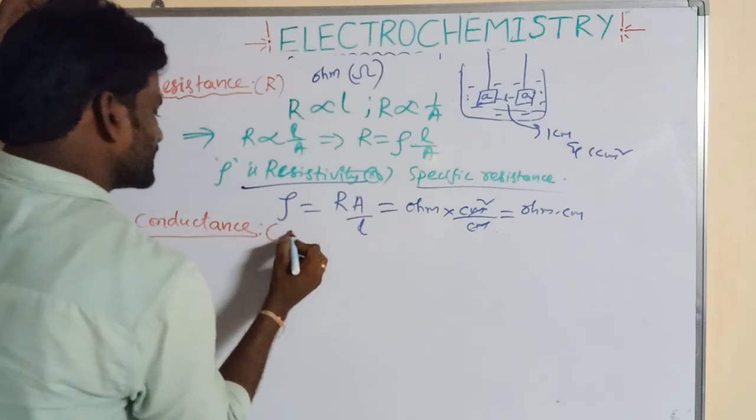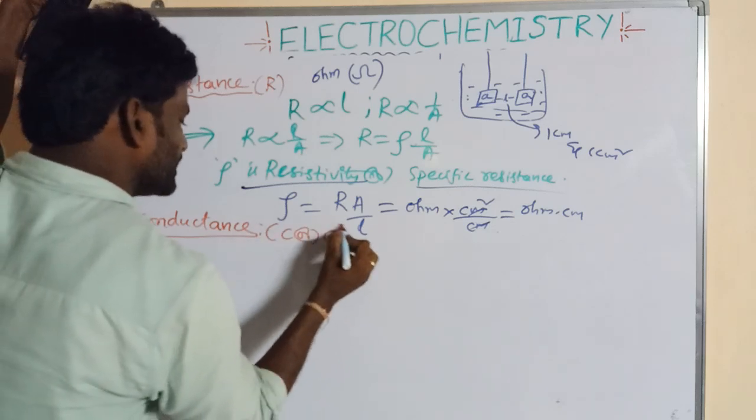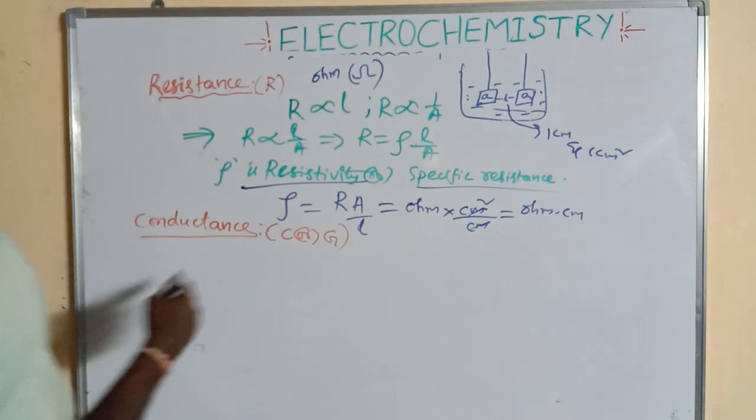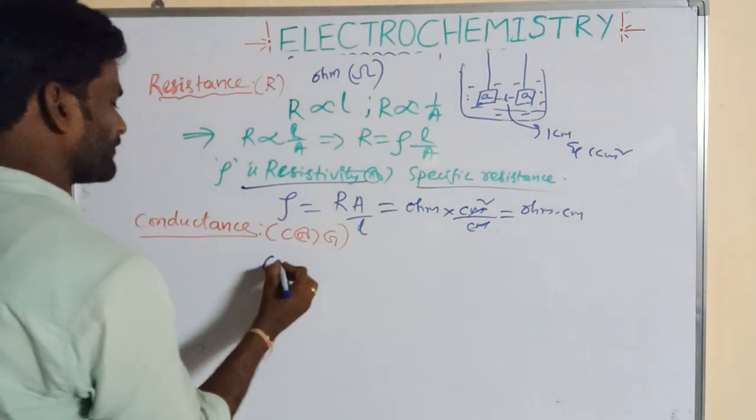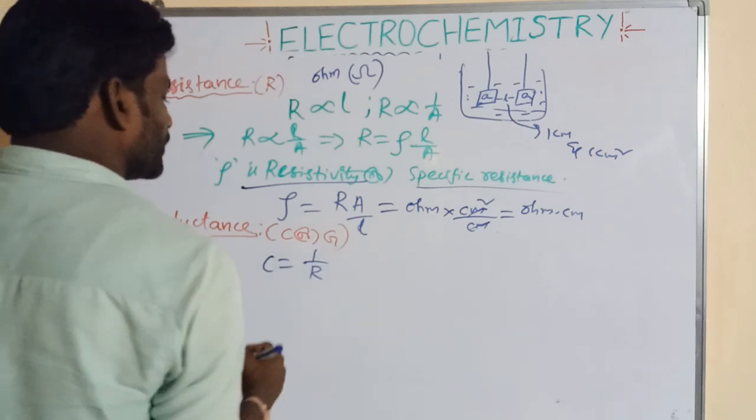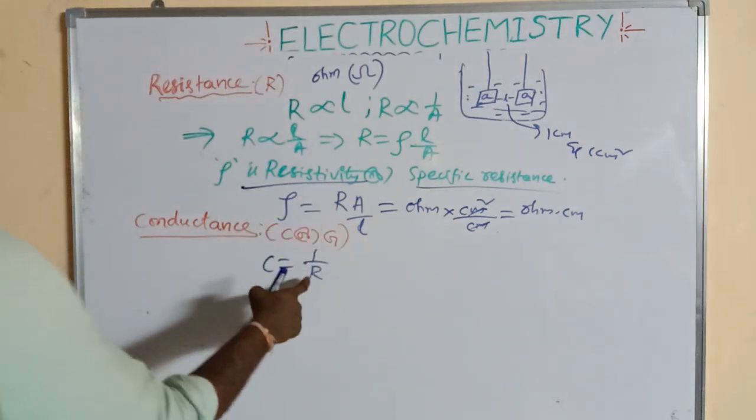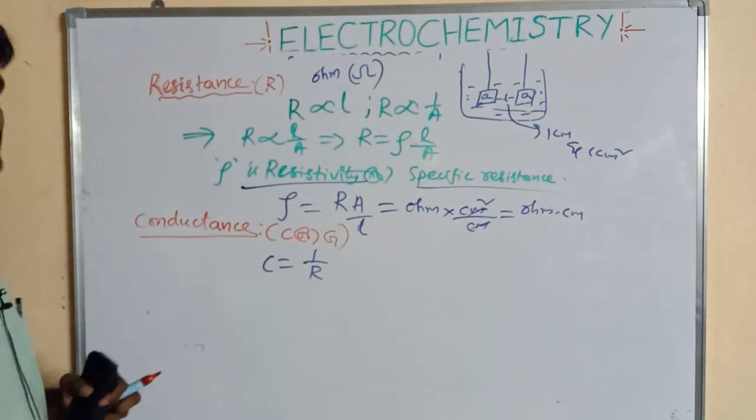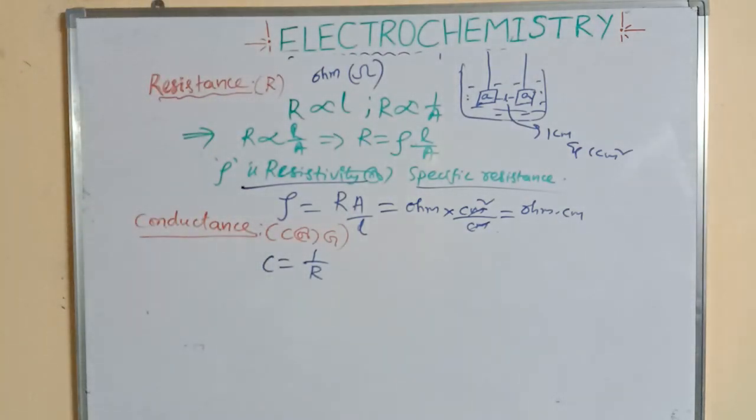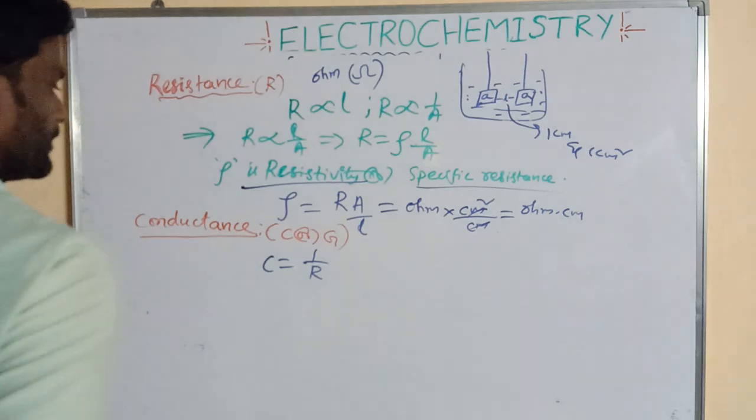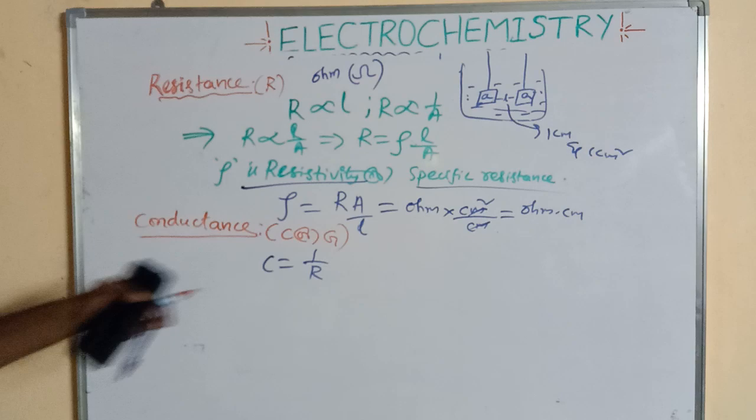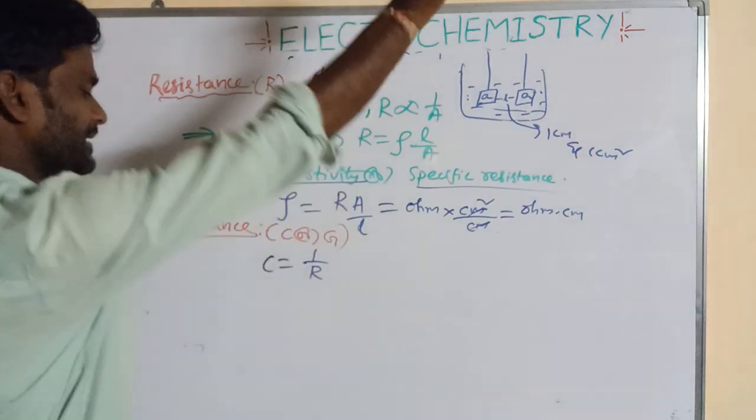Conductance is represented by G. So G is equal to the reciprocal of resistance, which is said to be conductance. What is that? The reciprocal of resistance is known as conductance.